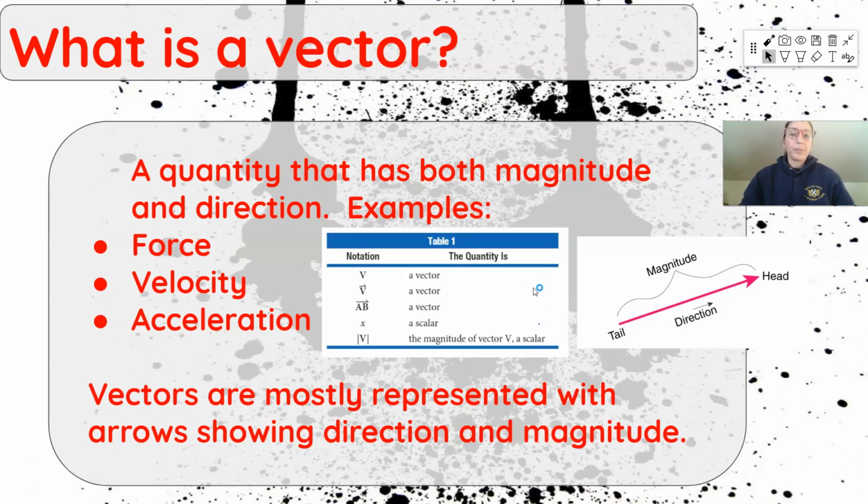So what is a vector? A vector is a quantity that has both magnitude and direction. And it's literally that simple. If it has magnitude and it has direction, it's a vector. Some examples are force, velocity, and acceleration.